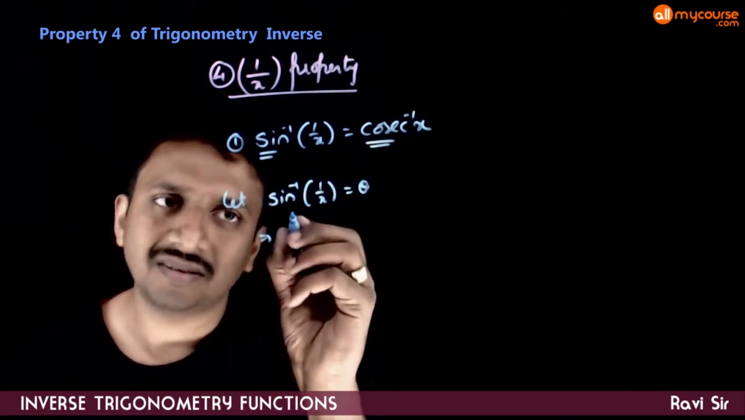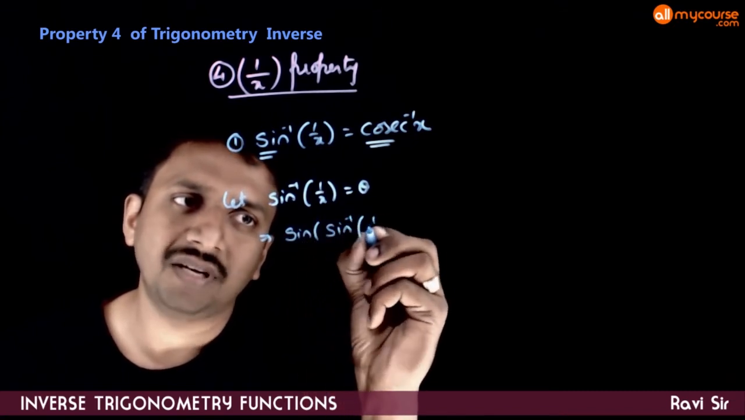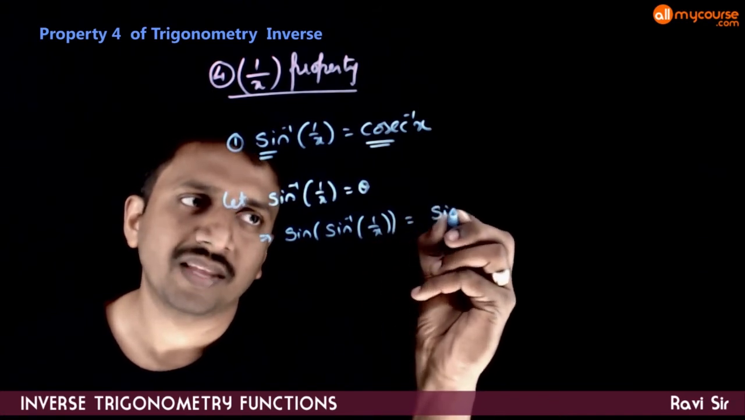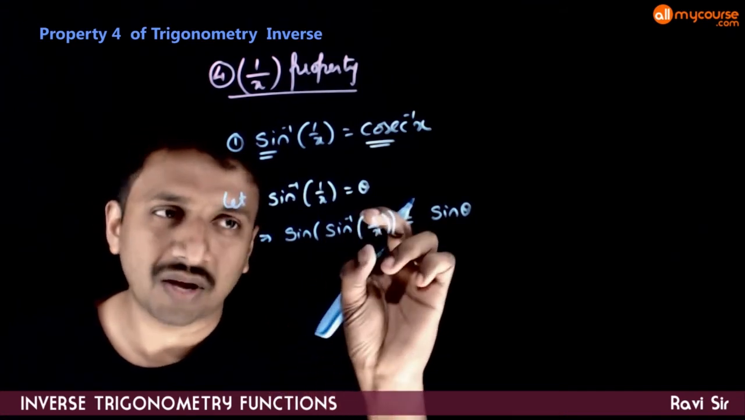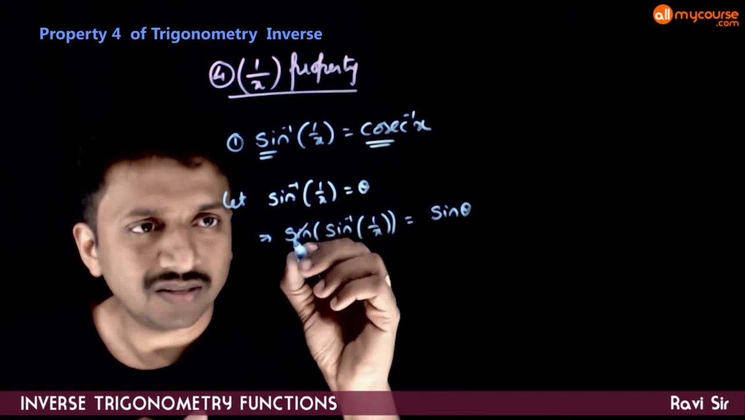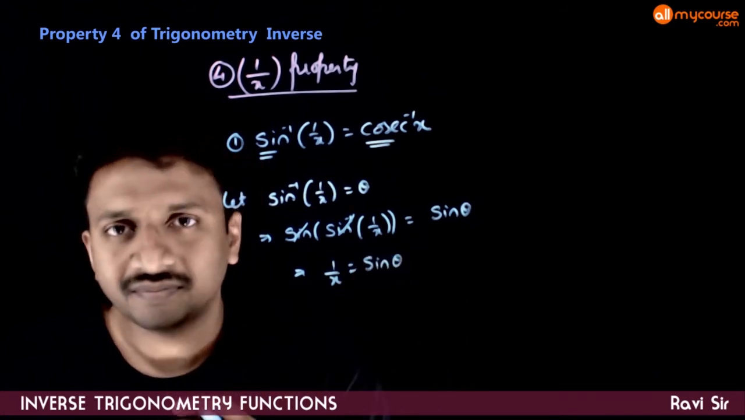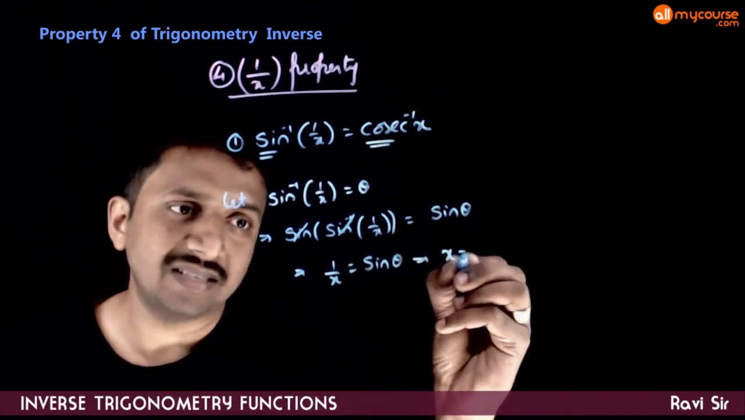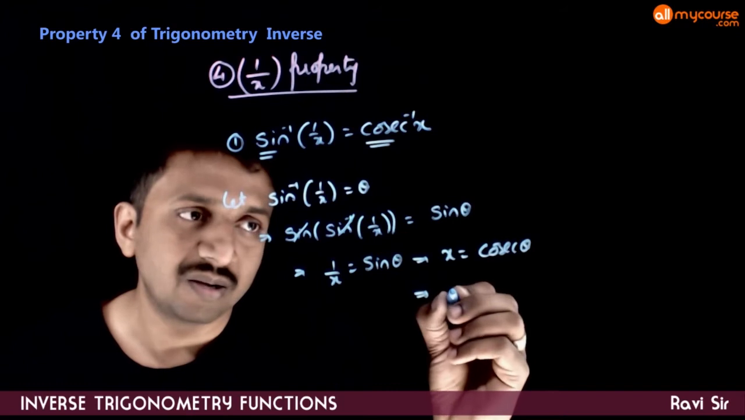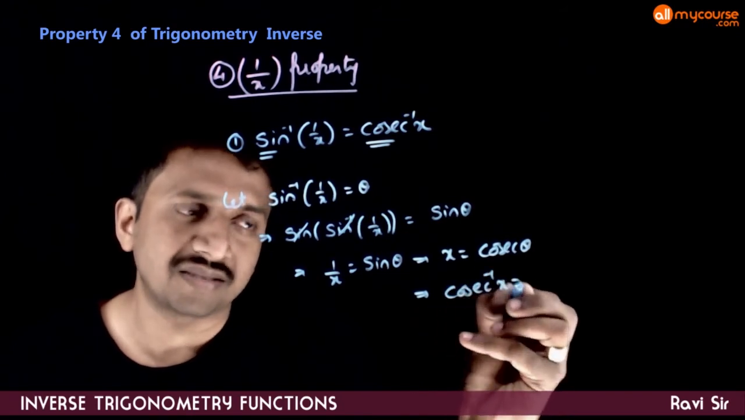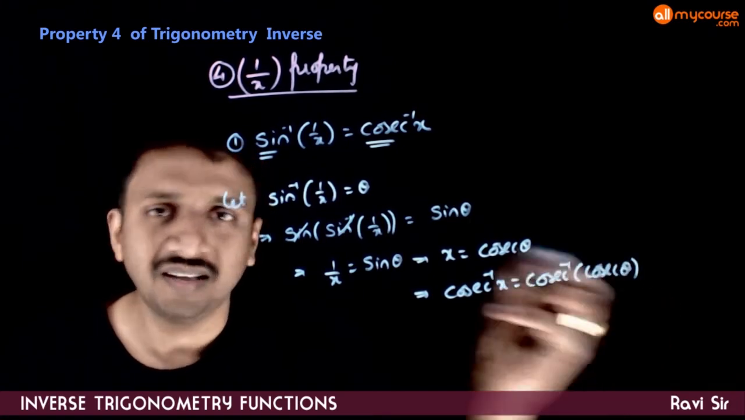Now if you apply sine on both sides, sine of sine inverse of 1 by x is equal to sine theta. As long as 1 by x is between minus 1 and plus 1, these two get cancelled. So 1 by x is equal to sine theta. This implies x is equal to cosecant theta, 1 by sine theta. This implies cosecant inverse of x is equal to cosecant inverse of cosecant theta.